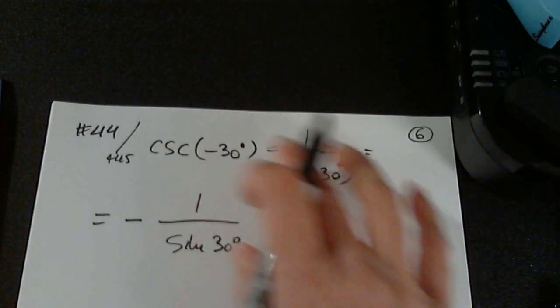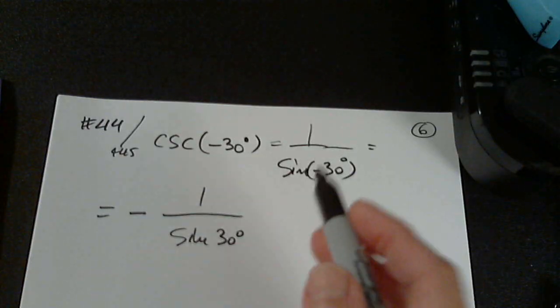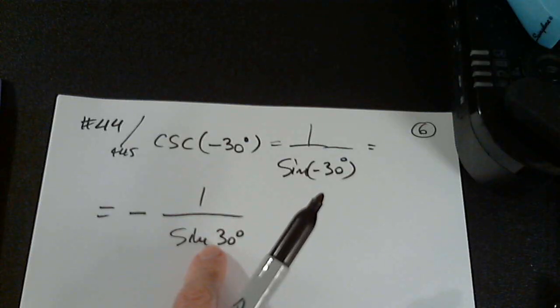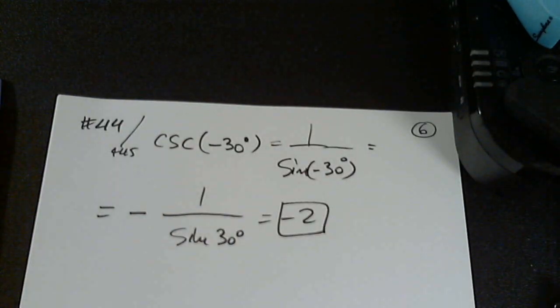I refuse to deal with the negative angle. I know that this is an odd function. It's negative sine 30. I put the negative in front. I know that sine 30 is the nicest number, 1/2, and I have to flip it. And that's done.